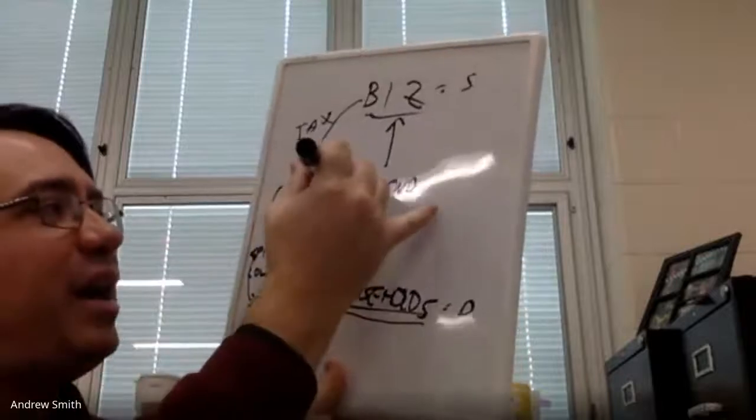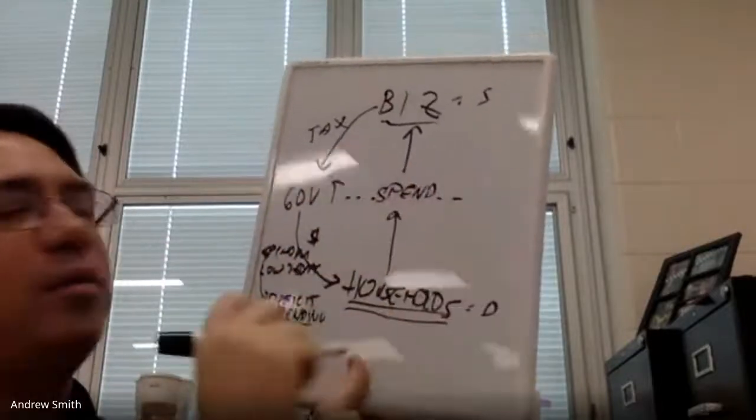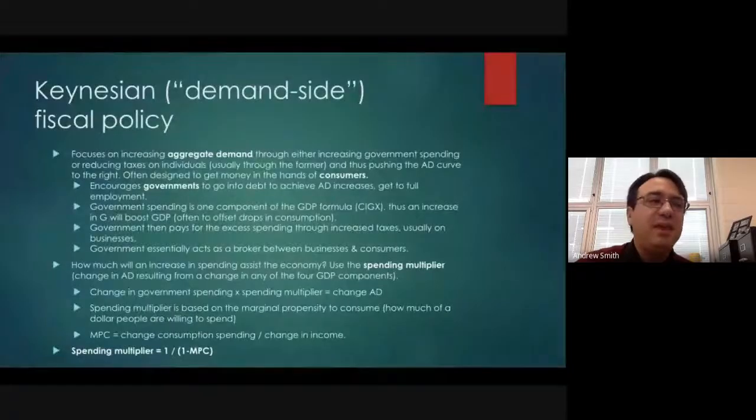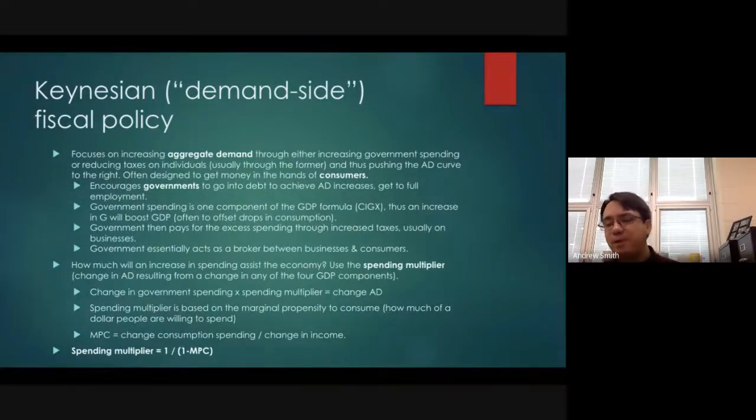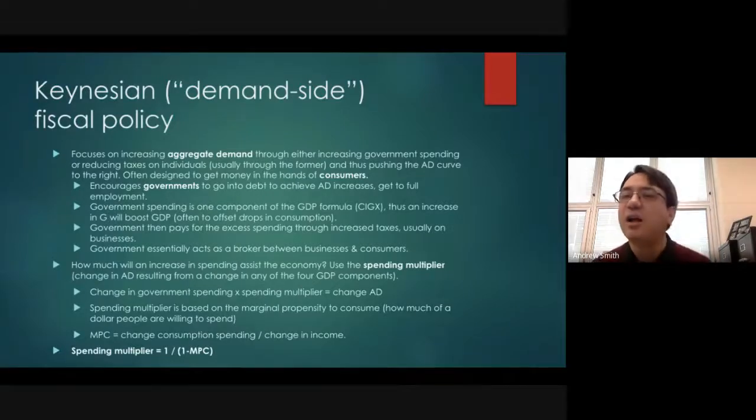So government kind of acts as a broker between businesses and households for consumers. And that is the demand side, or the Keynesian model. It's called Keynesian because it's named for John Maynard Keynes, who developed it. In 1936 was when he published his work, The General Theory of Employment. But the Keynesian model really was in vogue even before that, and most notably with FDR.